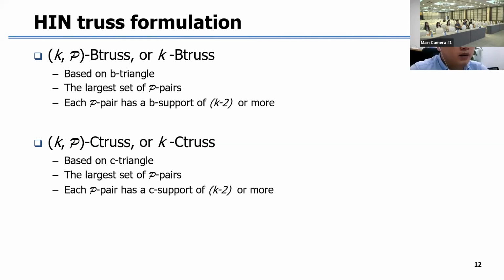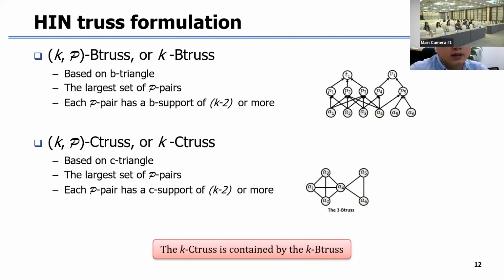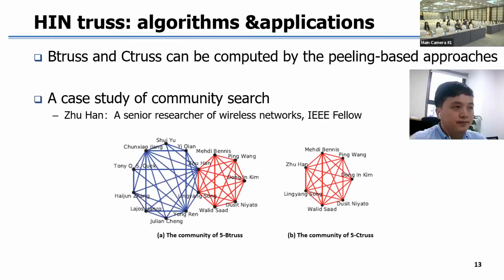We consider the graph in the last slide, and you can see that the 6 authors form a 3-B-truss, while the remaining 4 authors form a 3-C-truss. So you can see that the 3-C-truss is actually a subgraph of the 3-B-truss. In this subgraph, each edge denotes a P-pair. The B-truss and the C-truss can be computed easily by following the peeling-based approach.